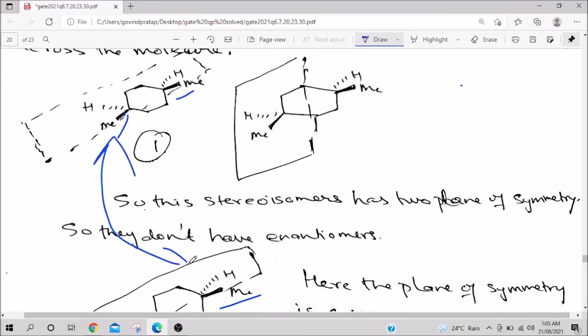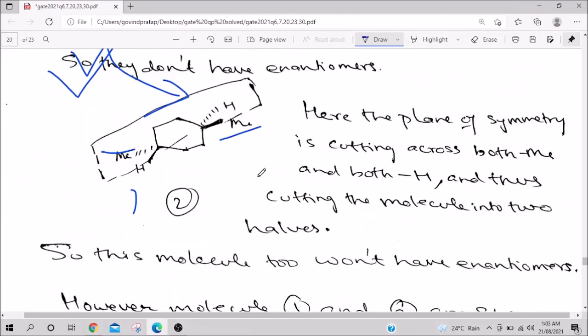So 1 and 2 are diastereomers. Remember this. So this also will have stereoisomers, though they are optically inactive. Both cis and trans. This is the cis product because both methyl are on the same side. And this is the trans product.